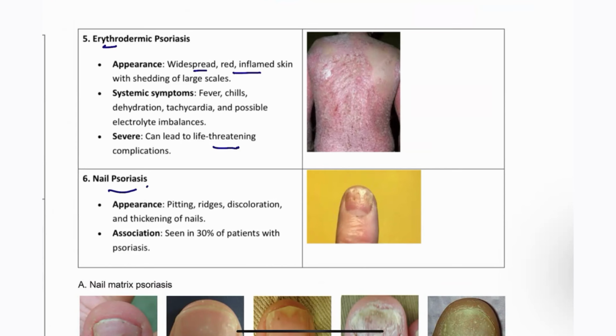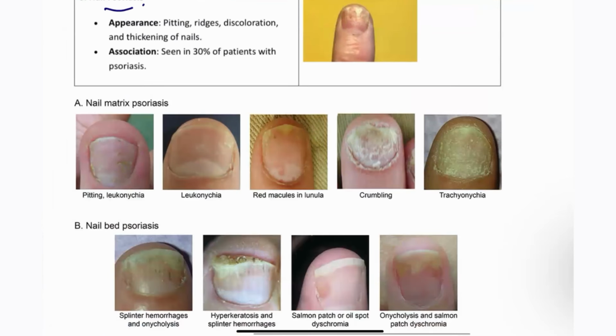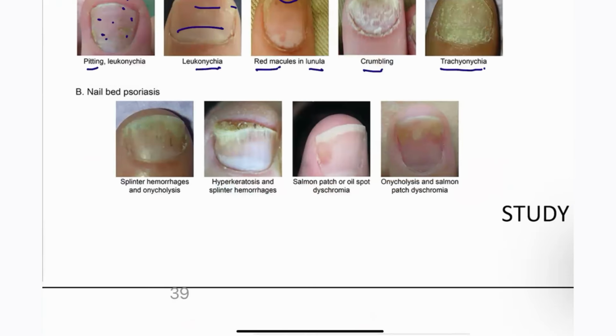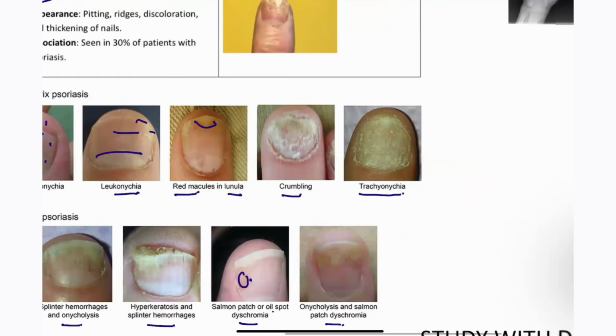Nail psoriasis. These are the changes. You are going to see pitting, right? This kind of pitting will be seen. Leukonychia changes will be seen, and red macules in the lunula. Crumbling and destruction will be seen. Trachyonychia, and also the salmon patch or oil spot, the oil drop sign, can also be seen. Onycholysis, hyperkeratosis, and splinter hemorrhages. These are the nail changes seen in this patient.